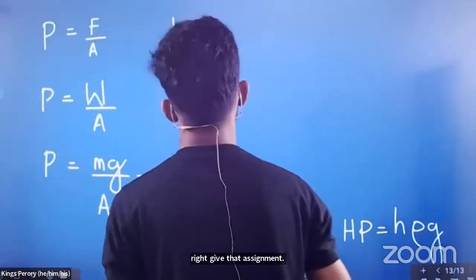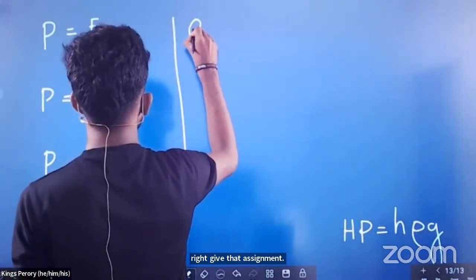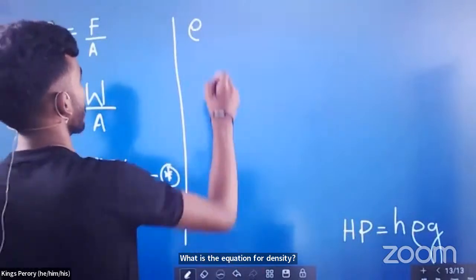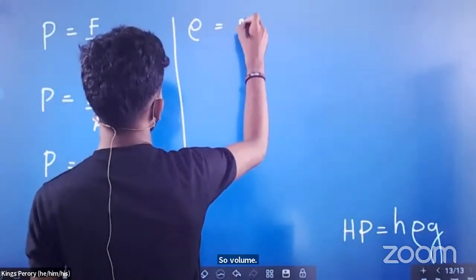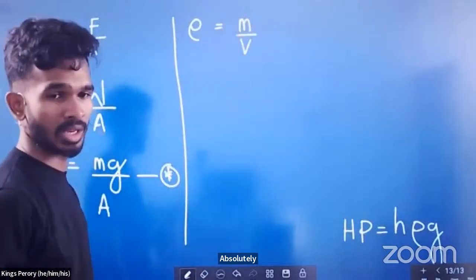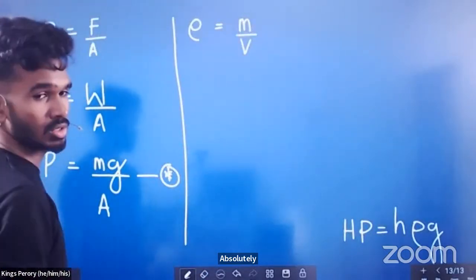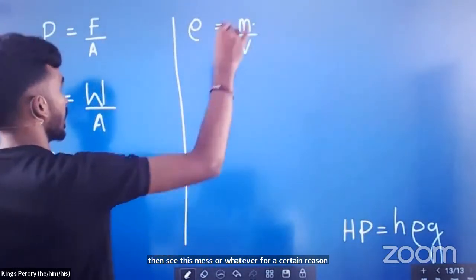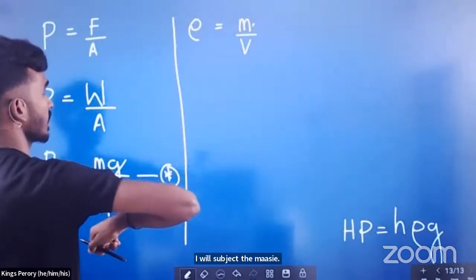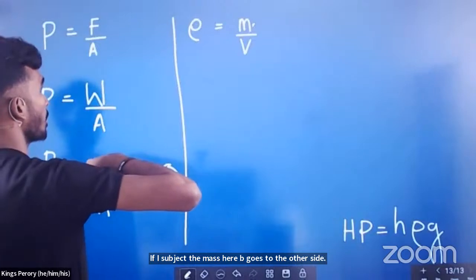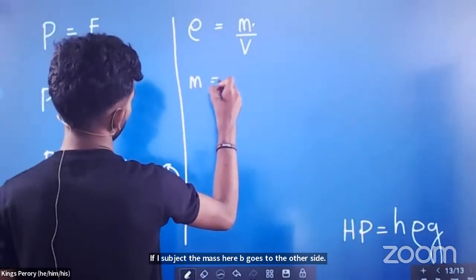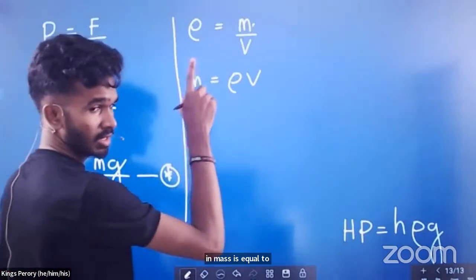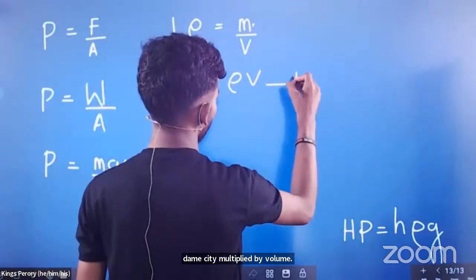Grade 9 question. What is the equation for density? Mass over volume. Okay. Density is mass over volume. Grade 9 work. For a certain reason, I will make the mass the subject. Rho goes to the other side, the denominator on the other side becomes multiplication. The mass is equal to density multiplied by volume. I'll name it as equation double star.